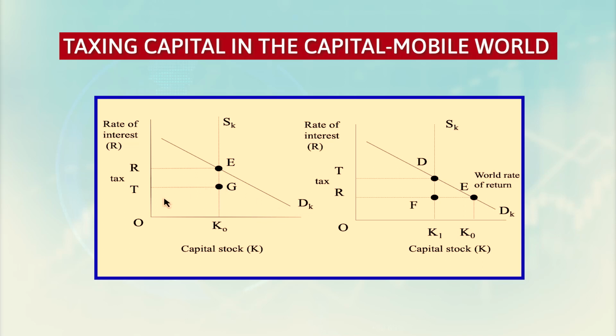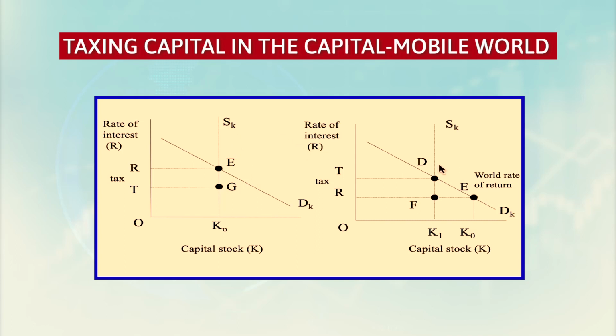So we observe the points T and R. At point R, the equilibrium takes place in this capital stock market, where the demand for capital, which is decay, intersects with the supply of capital, that is SK.